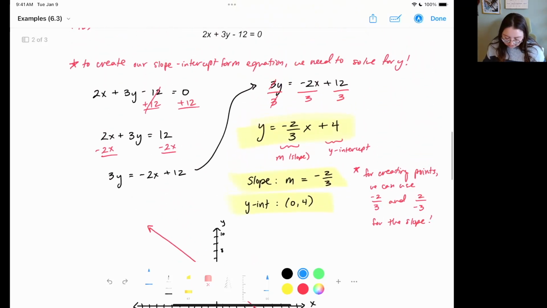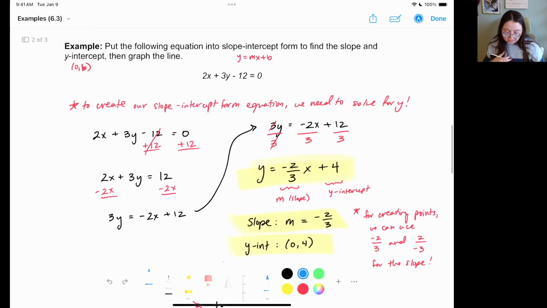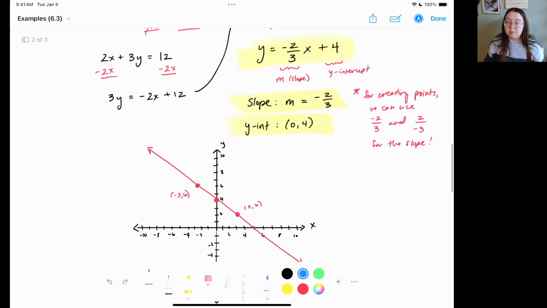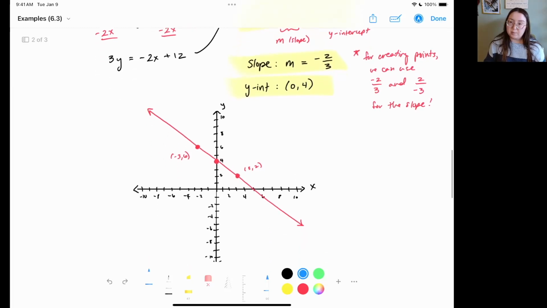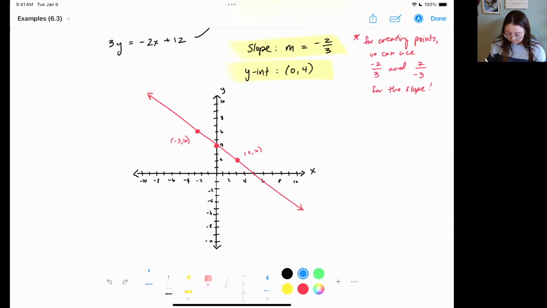Our problem wanted us to turn our equation into slope-intercept form to find the slope and the y-intercept and graph the line, which we did. We found our slope-intercept form, y equals negative 2/3 x plus 4, the slope being negative 2/3, the y-intercept being (0, 4). And here is the graph of our equation, which you can write if you would like. This is the equation of y equals negative 2/3 x plus 4. And there we have it. So there was that example. Let's go on ahead and go back to the lecture.